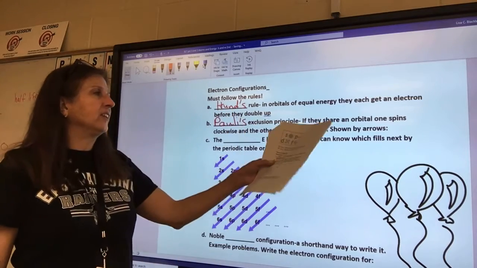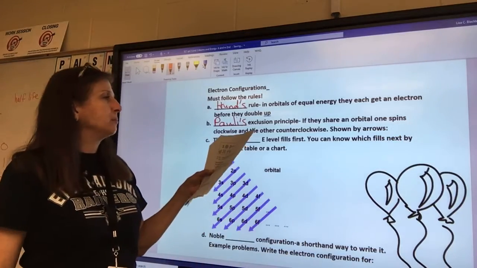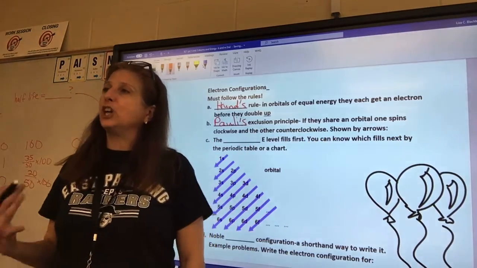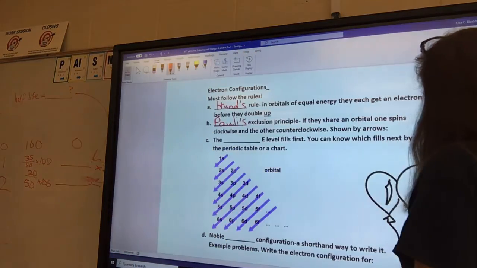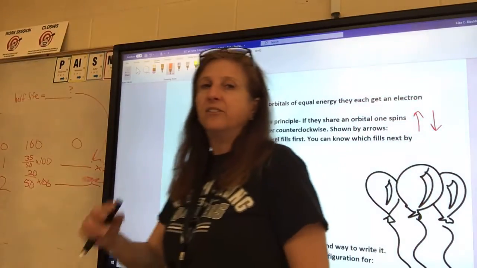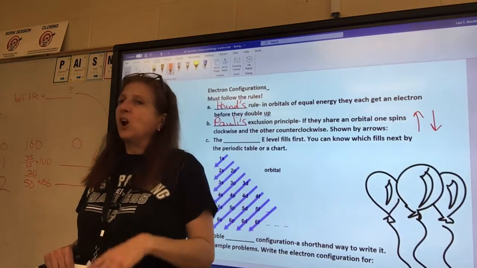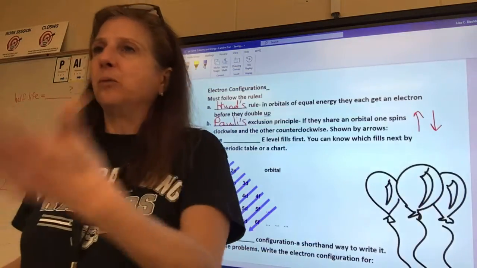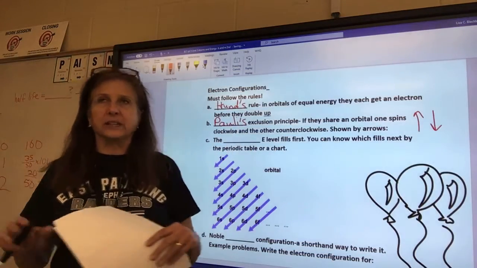Pauli's. And this is if they share an orbital, if they're sharing a room, one spins clockwise and the other counterclockwise. And how we show this, if we are drawing the configuration, is by arrows, and you draw one up and one down. That signifies one is spinning clockwise and one is spinning counterclockwise. One thing that makes this confusing is there are more than one way to show these.